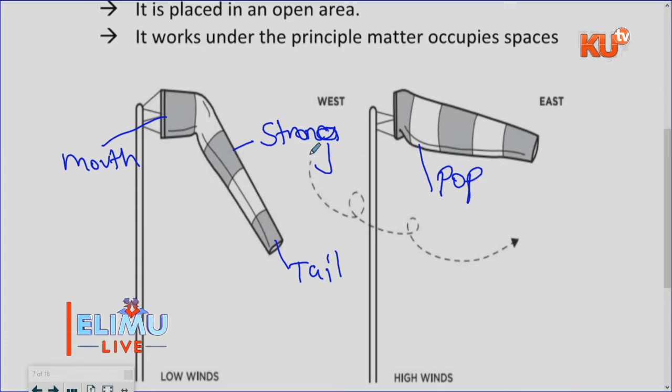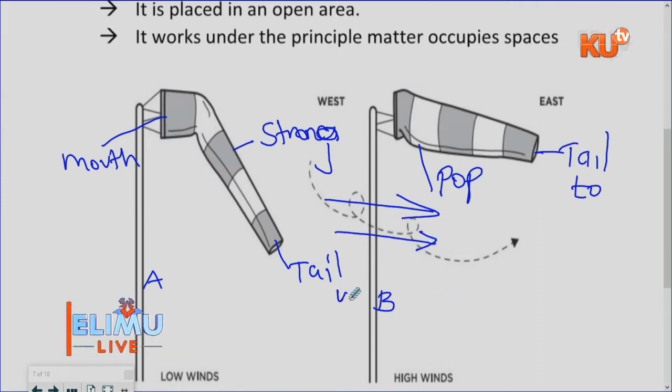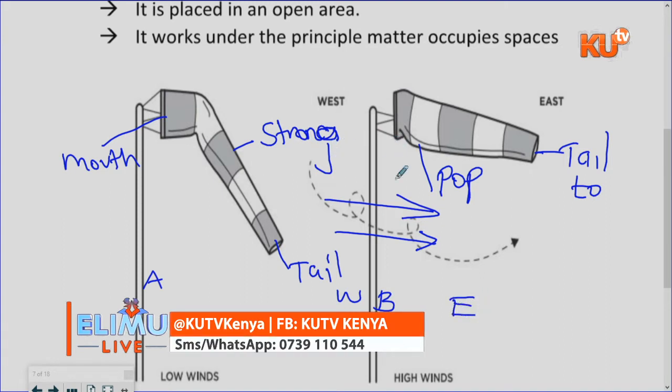Now looking at our second diagram, we have diagram A and diagram B. We can use diagram B to show the direction of the wind. Where the tail of the windsock points, it shows the direction the wind is blowing to. In this case, the wind is blowing from this direction. If this is west and this is east, we can say that the wind was blowing from west to east. That is how a windsock can be used to show direction.